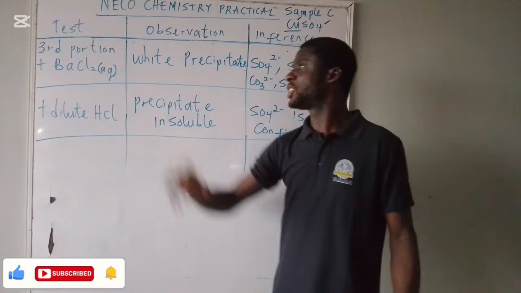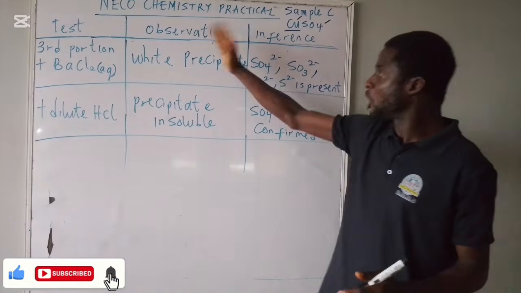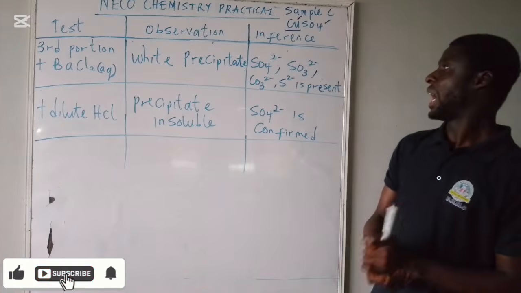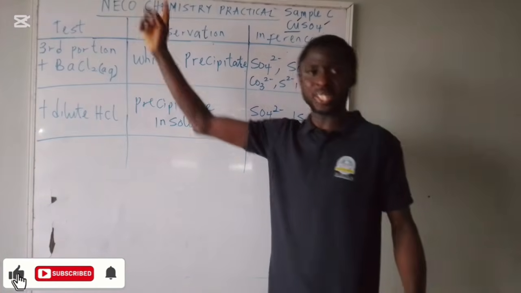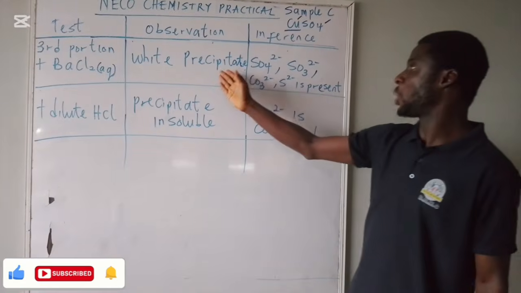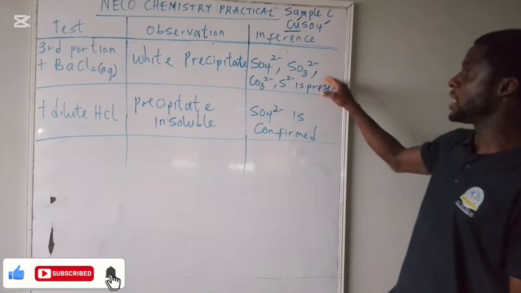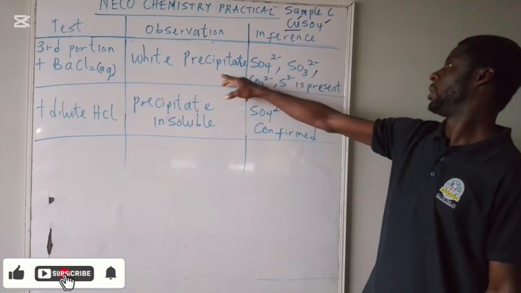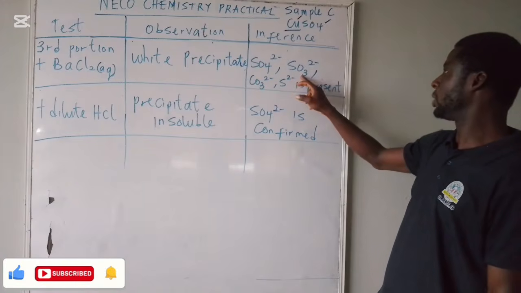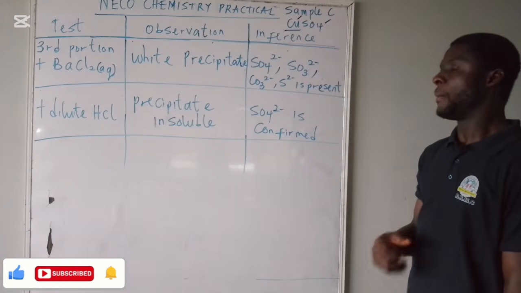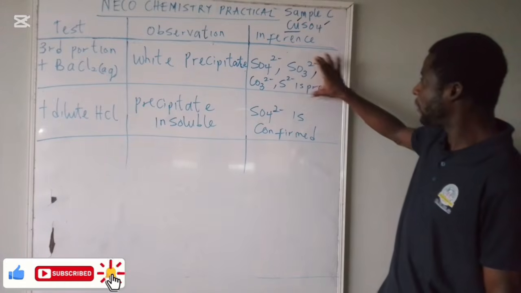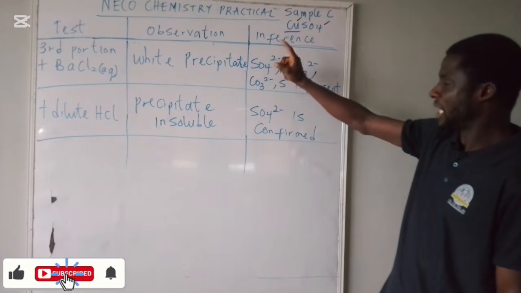So if you add barium chloride to your third portion, your observation will be a white precipitate. The likely ions that will give you a white precipitate when you add barium chloride to your test sample are the sulfate ion, SO4 2 minus, the carbonate ion, CO3 2 minus, and the sulfite ion, SO3 2 minus. But what we want to test for out of these ions is the sulfate ion.